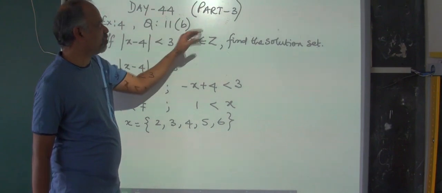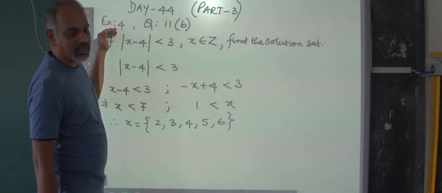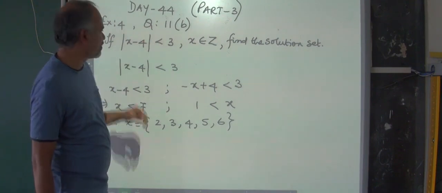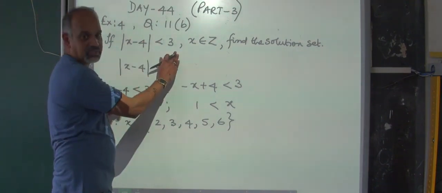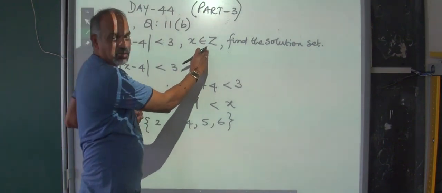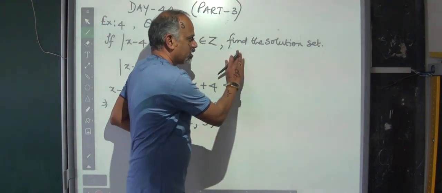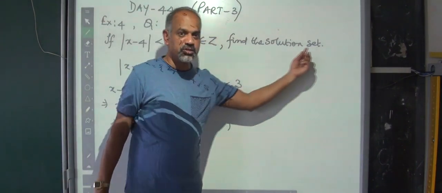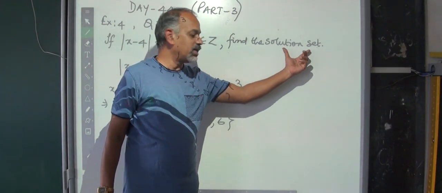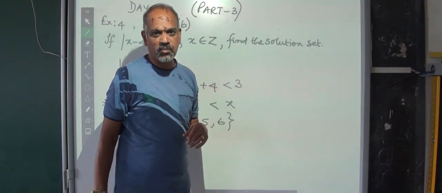This is day 44, part 3 of linear inequation. Exercise 4, question number 11b. This is the inequation that is given. If this is the inequation where x belongs to Z, meaning integers, find the solution set. In this case, it just says find the solution set. You just have to find only the solution as a set. You don't have to represent this on a number line.